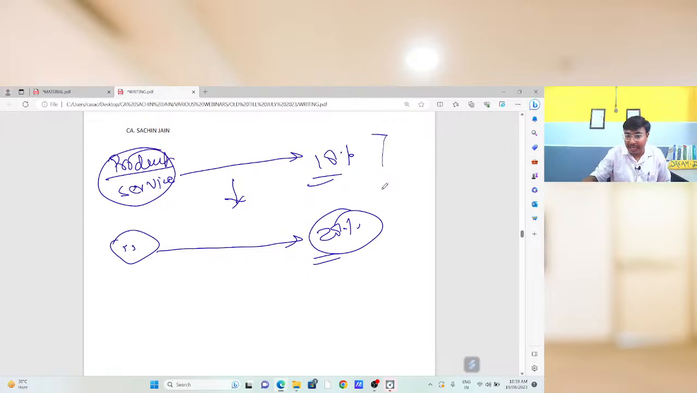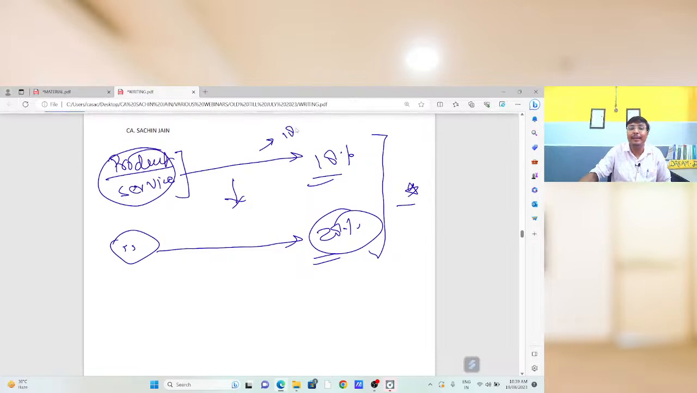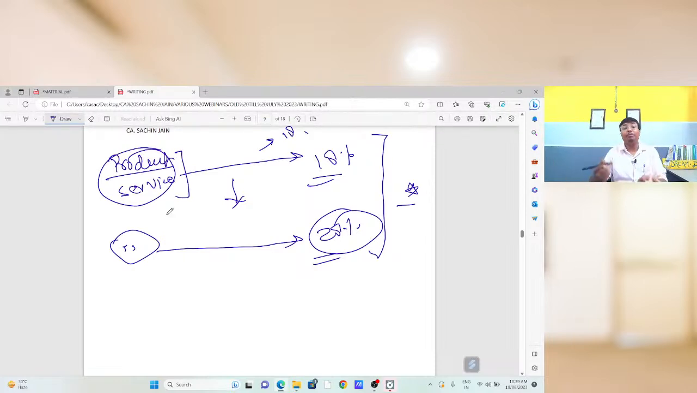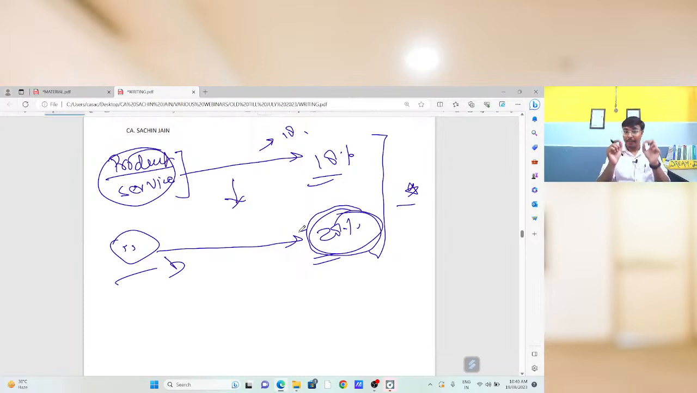In this situation, time of supply plays a very important role, because if your time of supply falls under this period, in that case the rate of GST will be 18%. And if your time of supply falls under this period, that is after the change of rate, in that case the rate of GST will be 28%. So you got the idea that the time of supply plays a very crucial role in deciding the rate of GST.